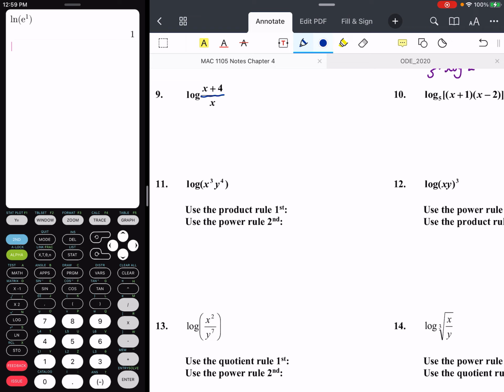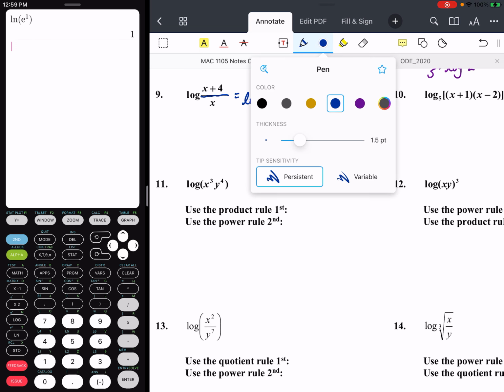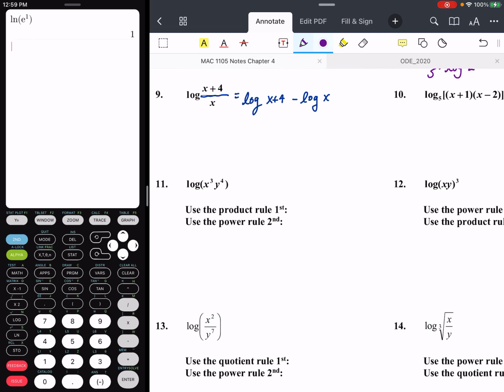We have that division sign, which looks like a minus sign. The quotient rule means we're going to subtract 2 logs. So I'm going to split this up as the log of x plus 4 minus the log of x. Now, the way I wrote this isn't quite correct, and I want to use a different color just to give you a visual reminder.